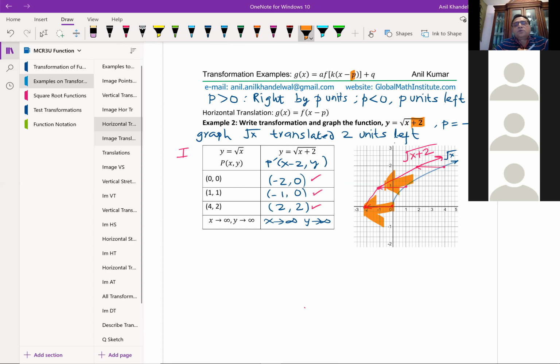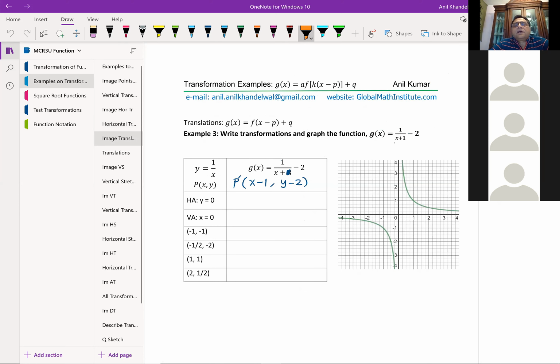Now, let's look into another function. This time, we will do a translation. We are doing combination of translation here. The function is g of x equals f of x minus p plus q. And we have taken reciprocal function this time, another parent function which you all studied, correct? So reciprocal function is shown here in green. You're supposed to actually sketch the transform function 1 over x plus 1 minus 2.